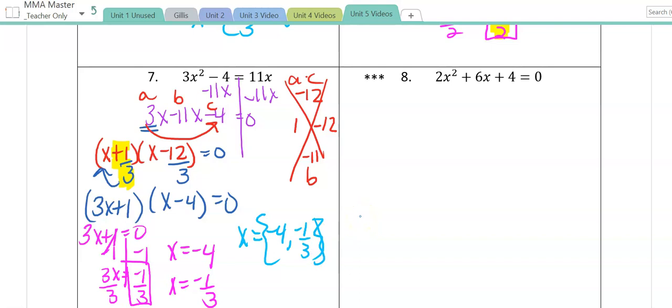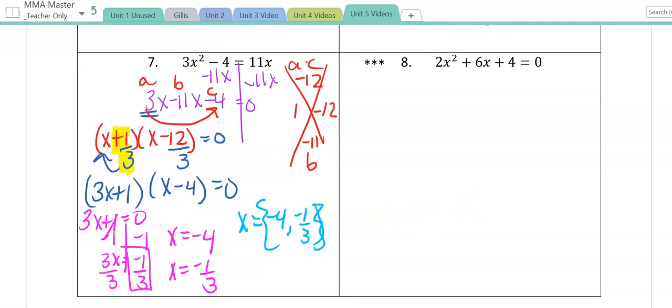Now the next one has a few stars next to it because we didn't talk about the big elephant in the room, our greatest common factor. This one we have to take out a GCF first for it to work, because our a value is not 1. You have to pull out that greatest common factor. It won't work otherwise. So since these are all even numbers, I know I can divide them all by 2. So I'm going to take out that 2, and I'm left with x squared plus 3x plus 2.